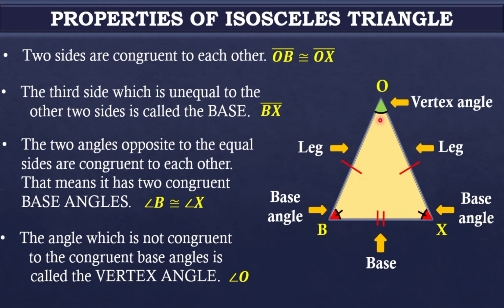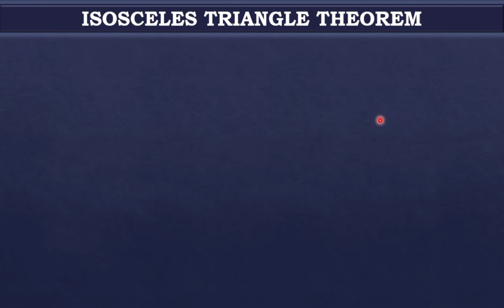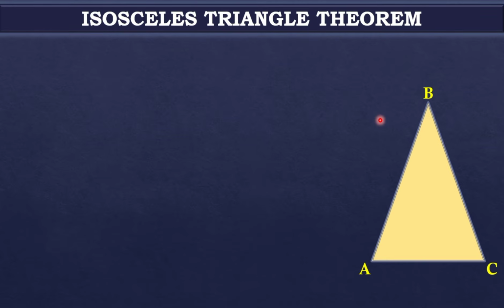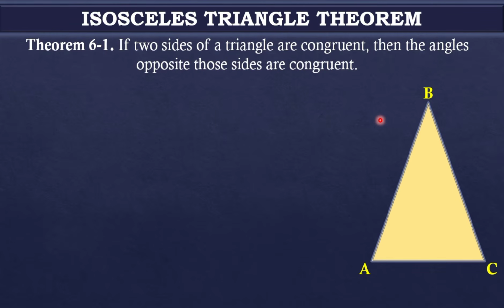So, that is angle O. So, let's have the isosceles triangle theorem. Let's have first Theorem 6-1. So if two sides of a triangle are congruent, then the angles opposite those sides are congruent. So let us prove the given theorem.